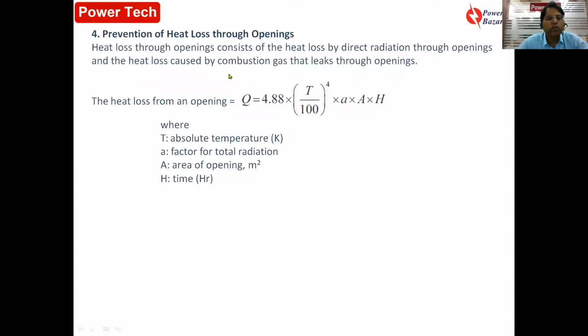So what is the heat loss through an opening? Q is equal to 4.88. This is a formula. You have to remember it.